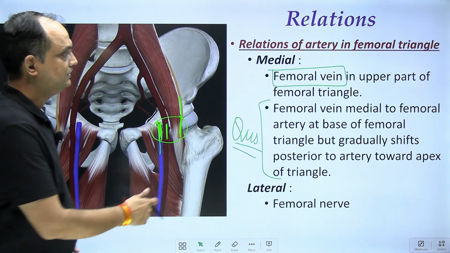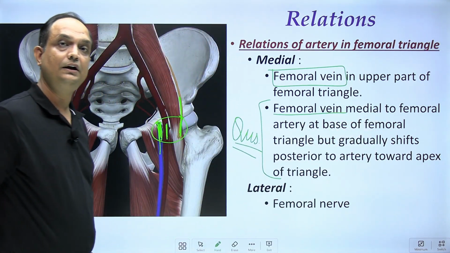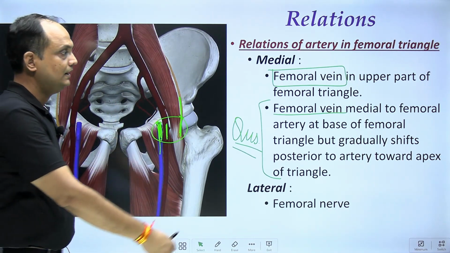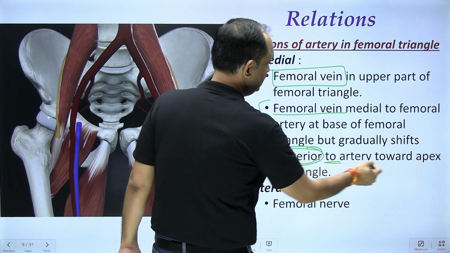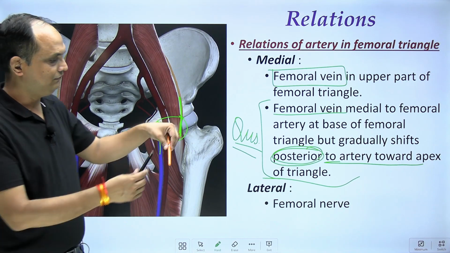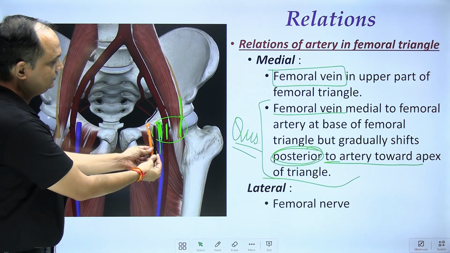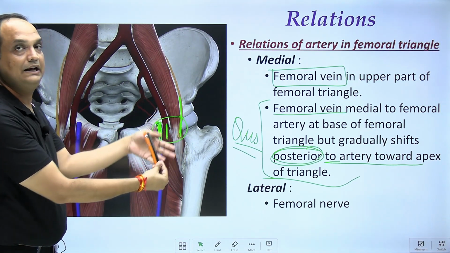How will it change? Here it is written that the femoral vein is medial to the femoral artery at the base of the femoral triangle, that means in the upper part. But gradually it shifts posterior to the artery towards the apex of the triangle. So here you have to understand that these are the two relations. Now this is the laterally placed artery, this is the medial vein on my left side.